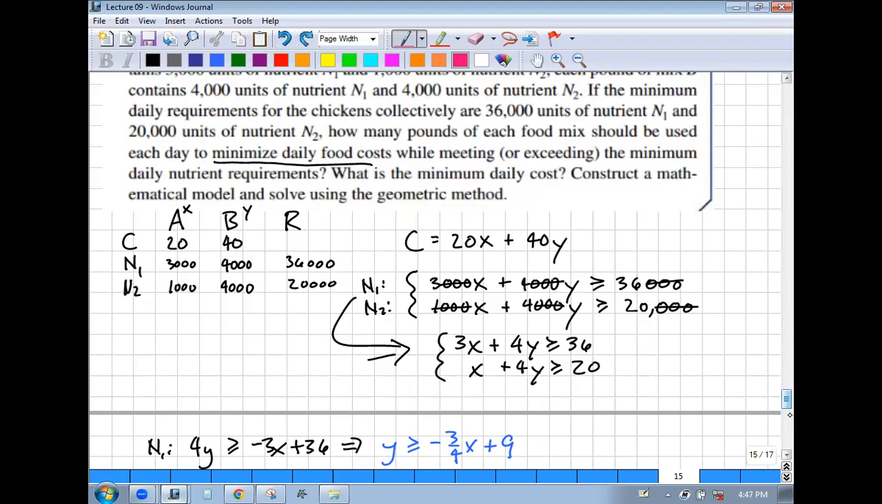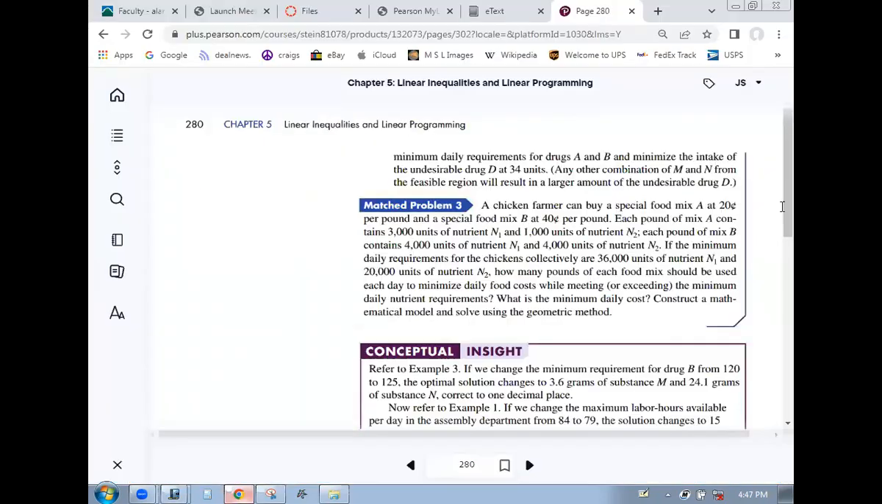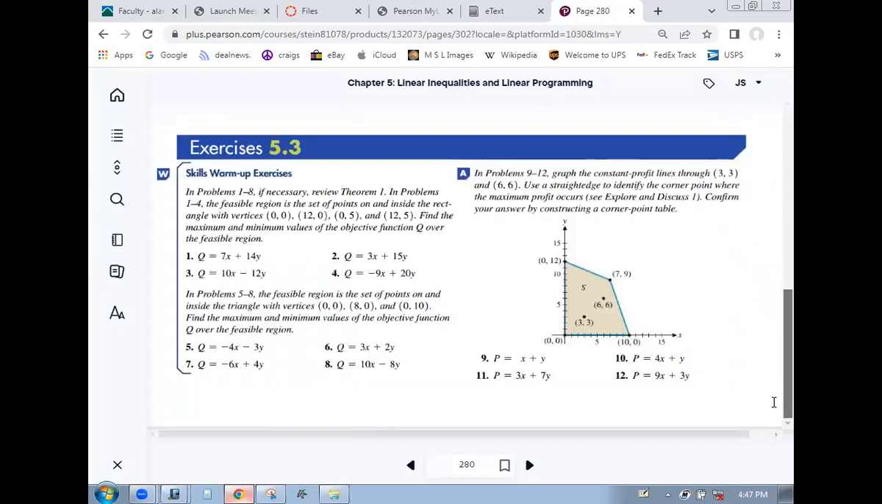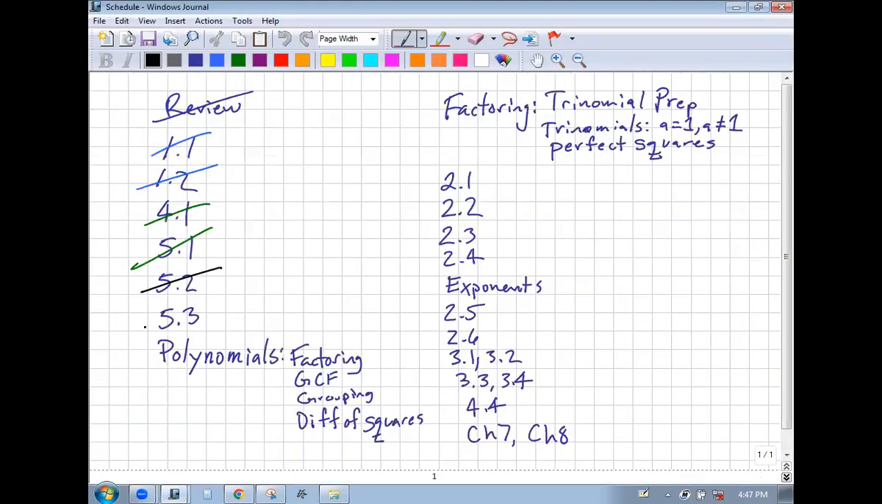Okay. And that's it for that problem. Conceptual insight, blah, blah, blah. Finally, we're done with 5.3. Woo! Touchdown. So, let's see here. Boom. That should get your My Math Lab 5.3 done.